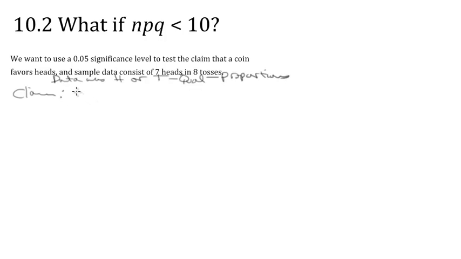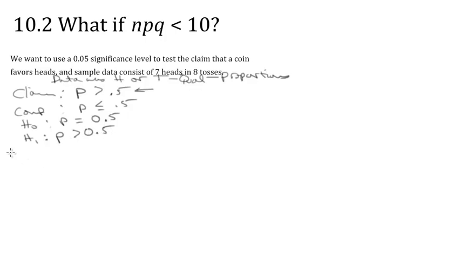So here's our claim that the proportion, well, if we're saying it favors heads, it means it's not 50-50 anymore. It means it's greater than 50%. Complement, the proportion is less than or equal to 50%. Null hypothesis is always, always, always equality. And the alternative is either going to be the claim or the complement, whichever one of these two does not have equality in it. So that's this one here. So we have another example of where the alternative hypothesis is the same as the claim.